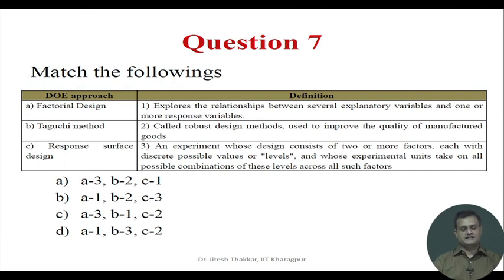Question 7, match the following: A, factorial design, B, Taguchi method, C, response surface design, and you can see the options on right side. 1, explore the relationship between several explanatory variables and one or more response variables. 2, called robust design methods used to improve the quality of manufactured goods. And 3, an experiment whose design consists of 2 or more factors, each with discrete possible values or levels, and whose experimental units take on all possible combinations of these levels across all such factors.